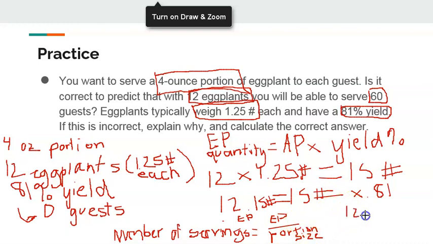and we're going to divide that into 0.25 pounds. And we got that 0.25 by taking our 4 ounces and dividing that into 16, and that's 0.25 of a pound. So our answer is going to be 48.6 servings. So we now know that this is not enough to serve our 60 guests. We are short.